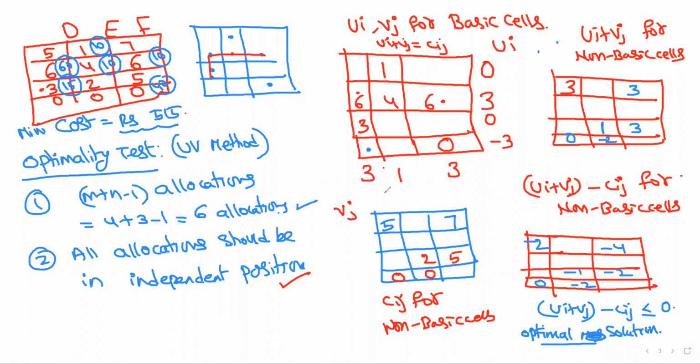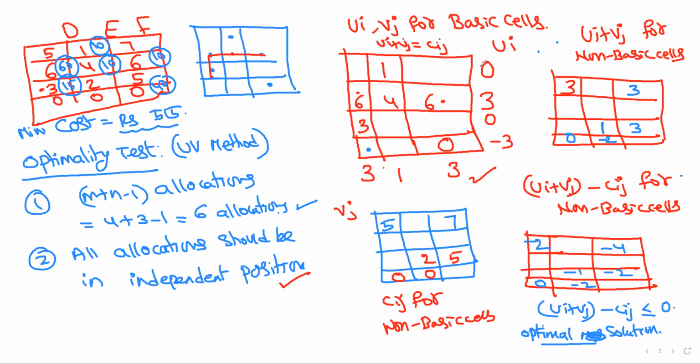We calculate Ui and Vj such that if you add these two, we get the cell's value. Here, first I wrote 0: 1 plus 0, 1, corresponding row and corresponding column. See, 3 plus 3, 6. 1 plus 3, 4. 3 plus 3, 6. 3 plus 0, 3. 3 minus 3, 0. All are satisfied. We assume one of the values 0, and write the remaining values by adding the corresponding row and corresponding column to get the internal value. That's all.